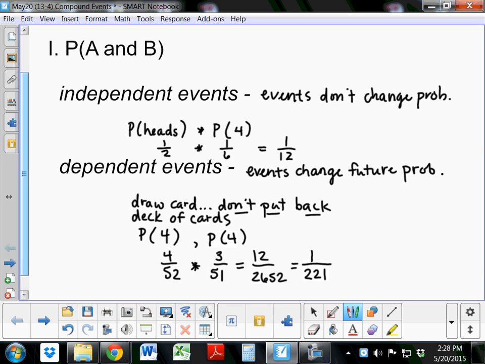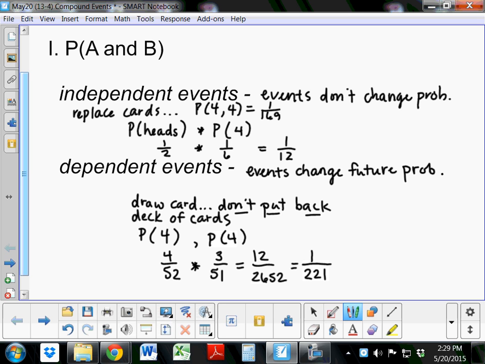He said for the other one, if this situation would have been independent, so replacing cards, the probability of a 4 and then another 4, you said it'd be 1 over 169. That was 16 divided by 52 times 52? Okay. So which one's the higher one?